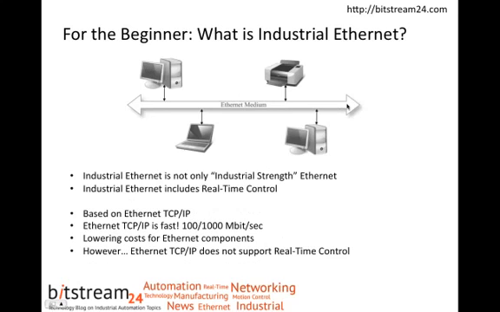Now let's have a brief look at industrial Ethernet. The term industrial Ethernet needs further clarification as it may be interpreted as mere industrial strength Ethernet. I use the term in reference to real-time industrial Ethernet because for many engineers in the automation industry, industrial strength is not possible without real-time. In order to explain industrial Ethernet, we need to compare it to standard Ethernet, also known as Ethernet TCP/IP.